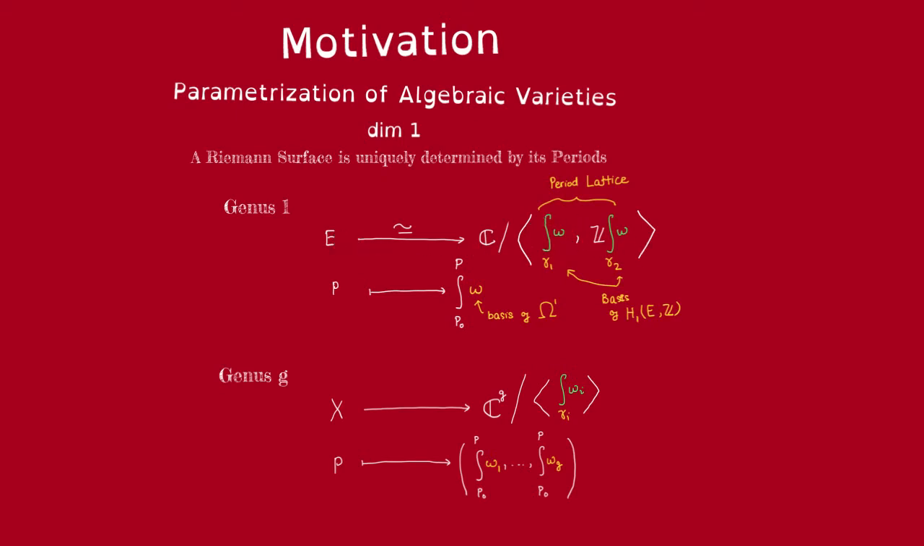Okay, and this map turns out to be an isomorphism. So that means these periods uniquely determine the isomorphism class of the elliptic curve.